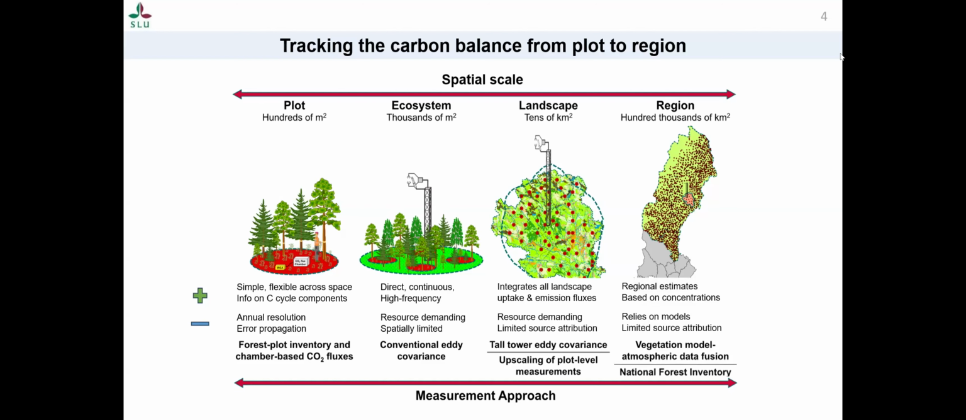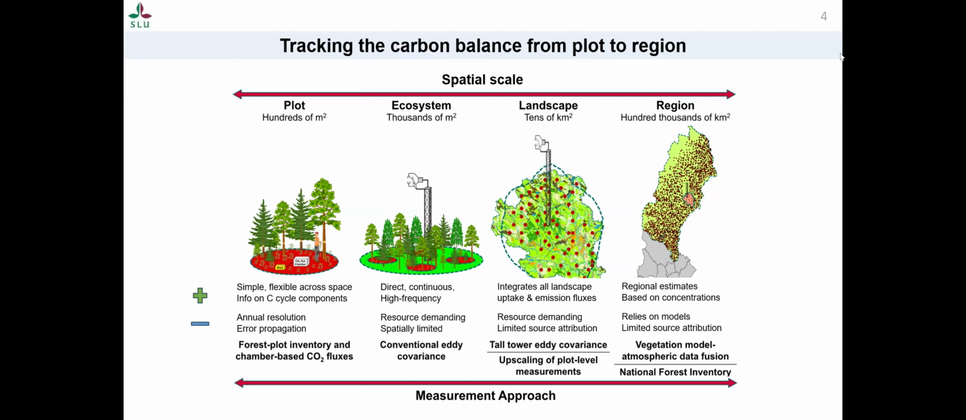And in Sweden, we also have a very detailed national forest inventory program for over 100 years now, where we have detailed tree measurements and soil measurements across the country. And we can also use this information for a bottom-up scaling approach. So you can see that these different methods each have some advantages and disadvantages at the different temporal and spatial scales.